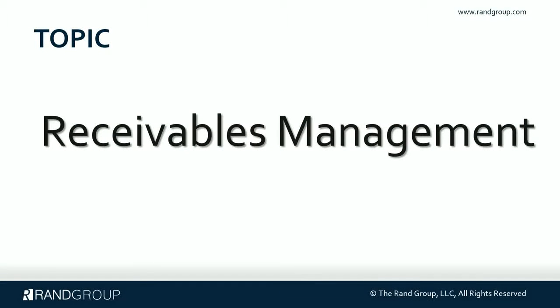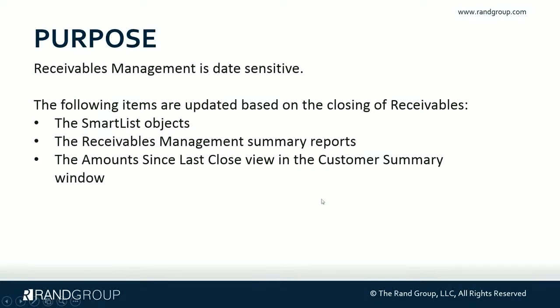The second module to close in your year-end process will be Receivables Management. The purpose of closing Receivables Management is because it's date sensitive. The following items are updated based on the closing of receivables: the Smart List objects, Receivables Management summary reports, and the amount since last close view in the customer summary window.